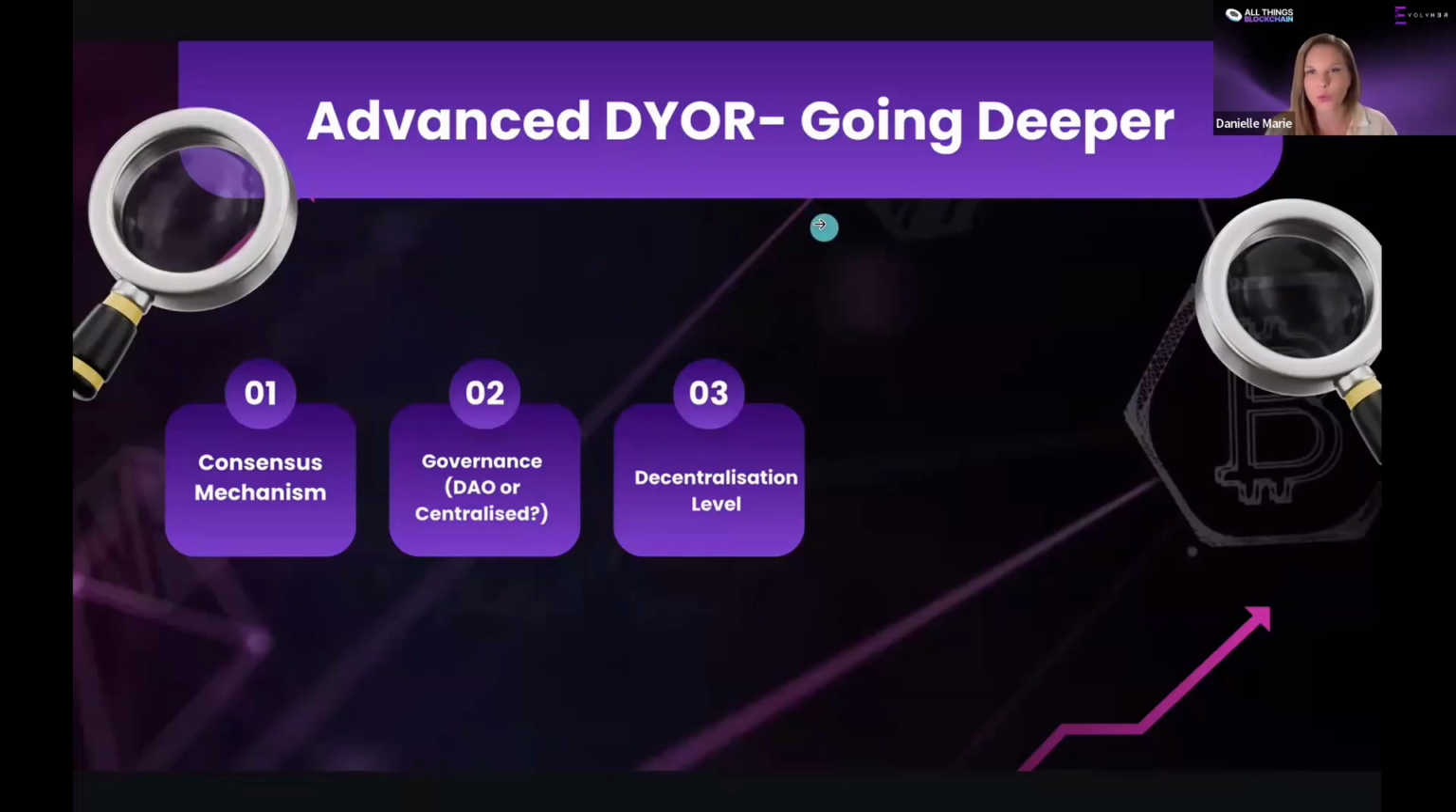Do you have a vote if you're a token holder? Can you participate? If you can participate, how do you participate? Does that impact the decentralization level, or do you need to participate by being a node, or by staking, depending on what consensus mechanism it is? So this goes a little bit deeper into the project.